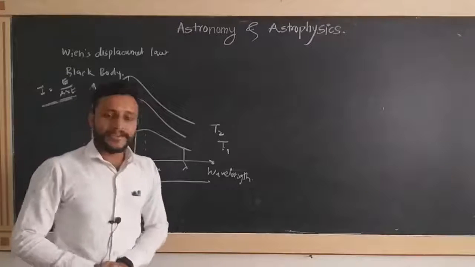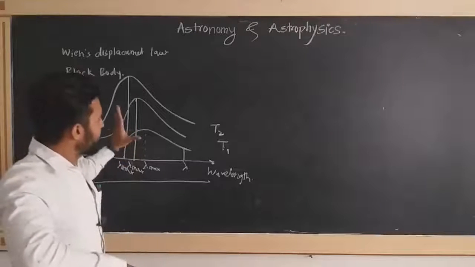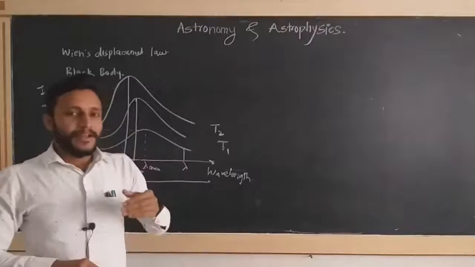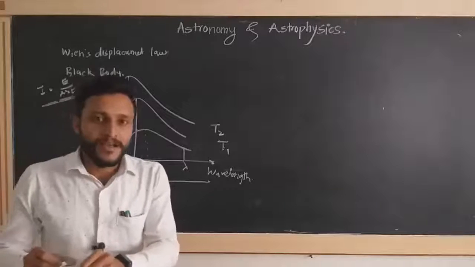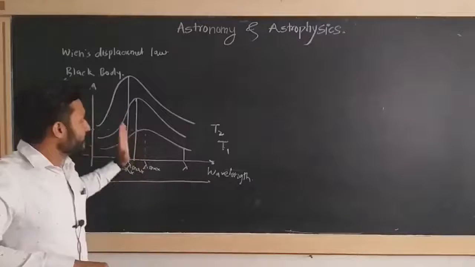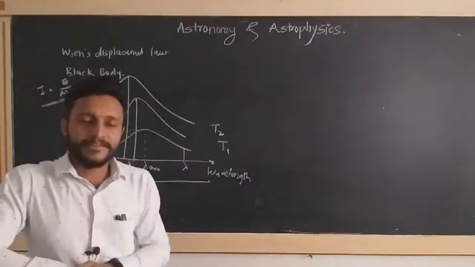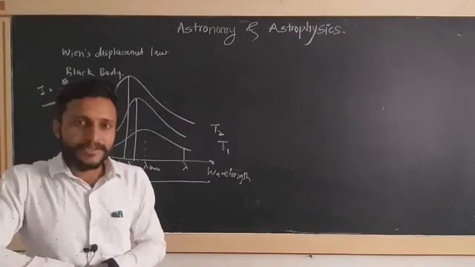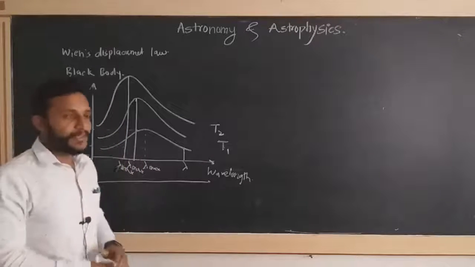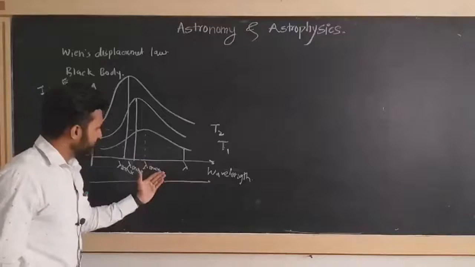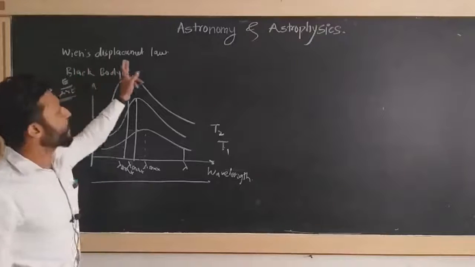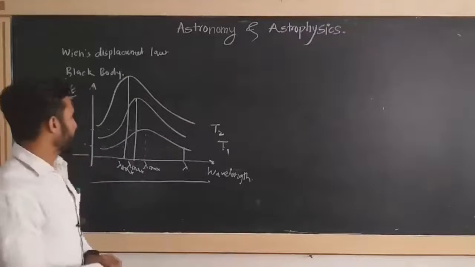So this is the black body radiation curve nature, the ideal nature of the black body. When we heat the black body, the radiation having a particular wavelength is lambda max, and if we increase the temperature of the black body, lambda max shifts towards the shorter wavelength, or we can say lambda max is displaced towards the shorter wavelength. Hence it is called Wien's displacement law.